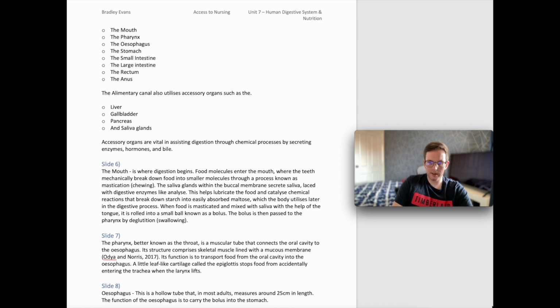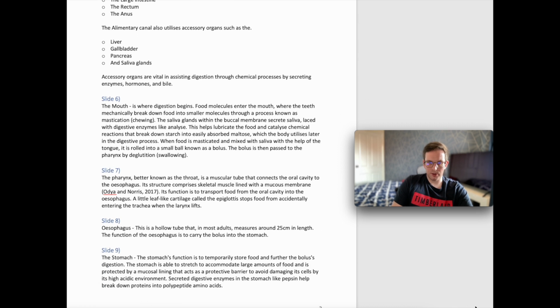When food is masticated and mixed with saliva, with the help of the tongue, it's rolled into a small ball known as a bolus. The bolus is then passed through the pharynx by deglutition, swallowing. The pharynx, better known as the throat, is a muscular tube that connects the oral cavity to the esophagus. Its structure comprises skeletal muscle lined with a mucosal membrane. Its function is to transport food from the oral cavity into the esophagus, and a little leaf-like cartilage known as the epiglottis stops food from accidentally entering the trachea when the pharynx lifts.